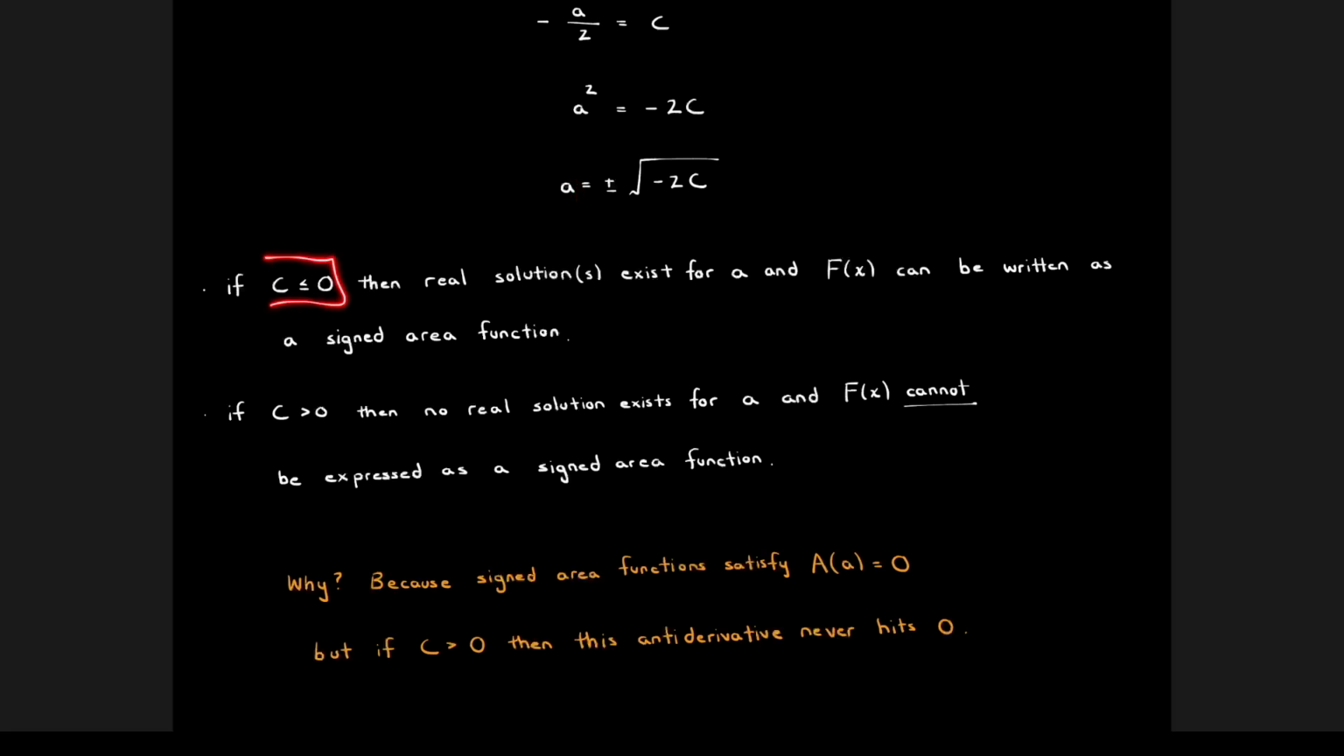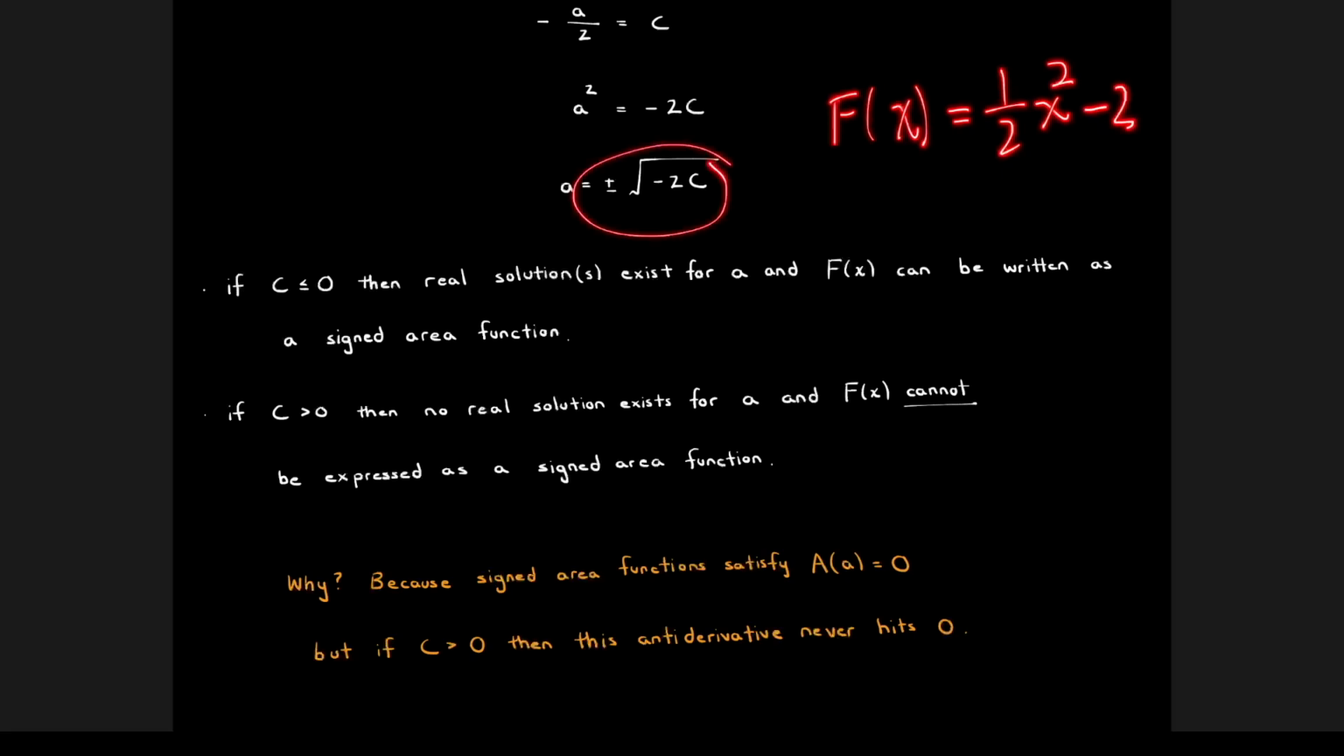So if c is non-positive, meaning negative or 0, for example, take c to be -2, then when you sub -2 in here, the negative and the negative become a positive, right? When you multiply two negatives, you get a positive, and then you can square root the positive, no problem. And so in this case, real solutions exist for a. And so when someone picks, for example, the antiderivative 1/2 x squared minus 2, it is possible to solve for that lower limit and express this particular antiderivative as just a signed area function with that particular lower limit a.